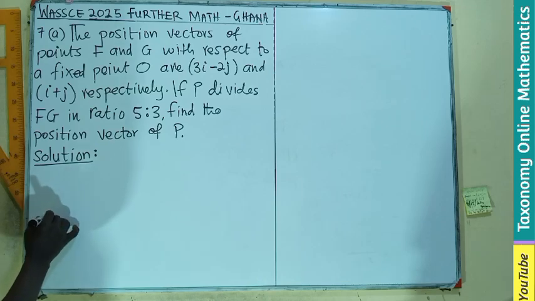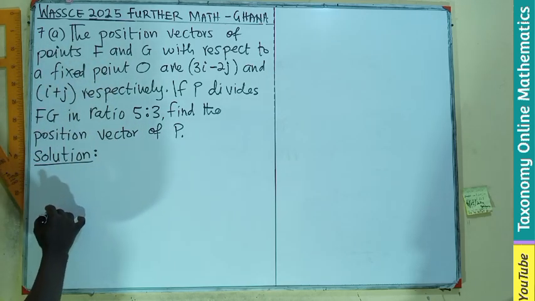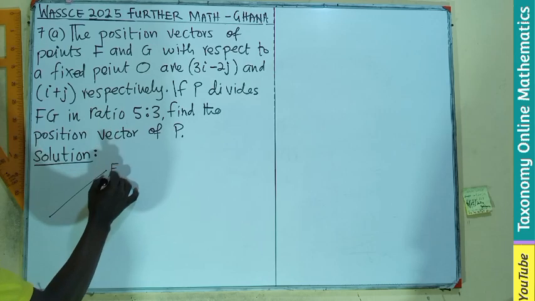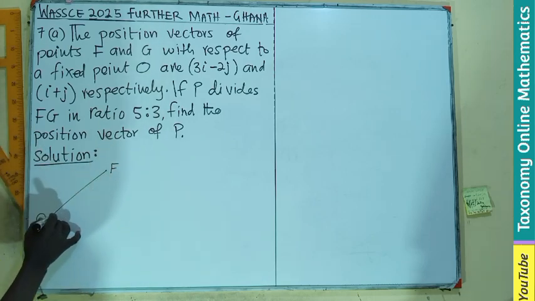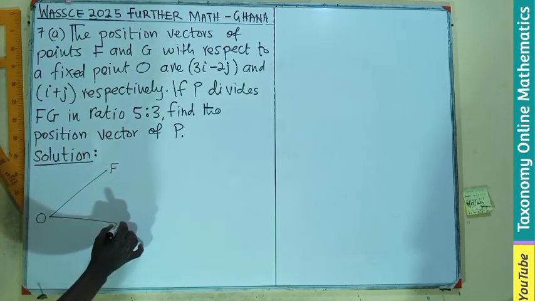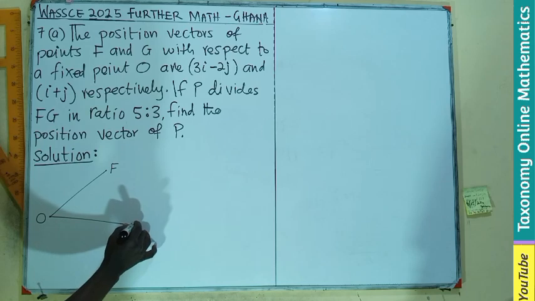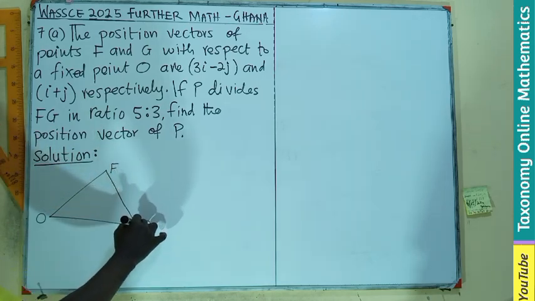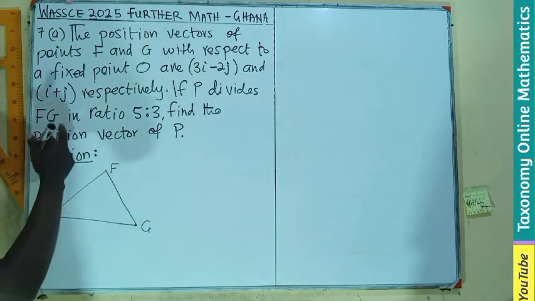Let me just put the point, which is the fixed point O, here. Let's have the position vector. I will not use a ruler, it's a sketch. Position vector of F. Then from the same point O, position vector of G. Now, FG is the vector this.